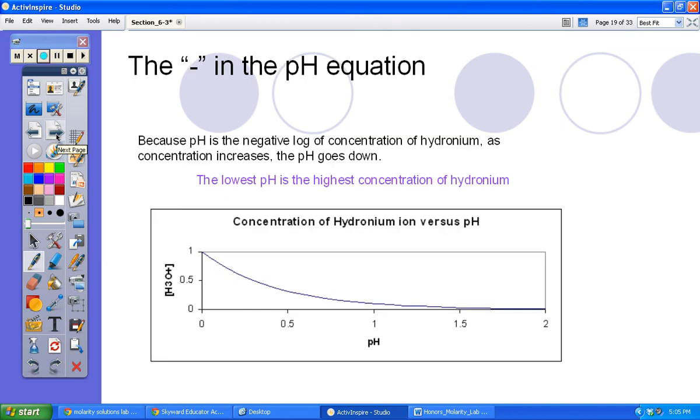So here's just a graph showing that. The higher the concentration of the hydronium ion, the lower the pH. As the hydronium ion decreases here, the pH gets larger.